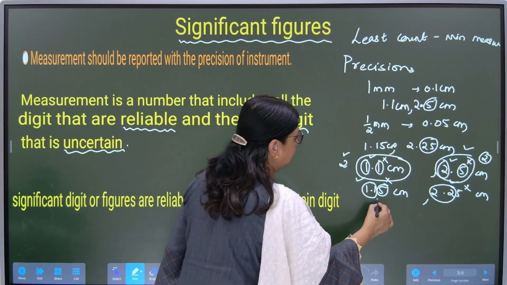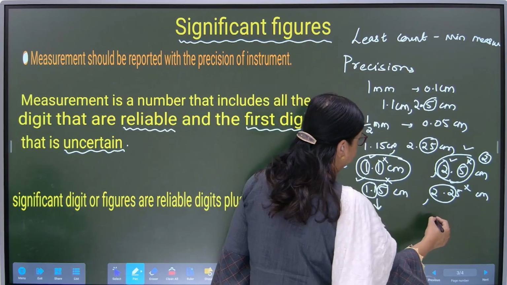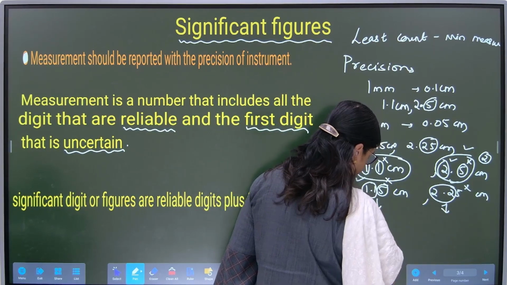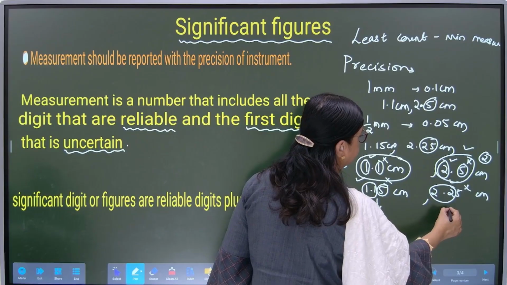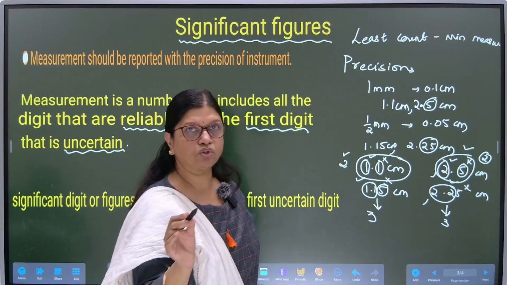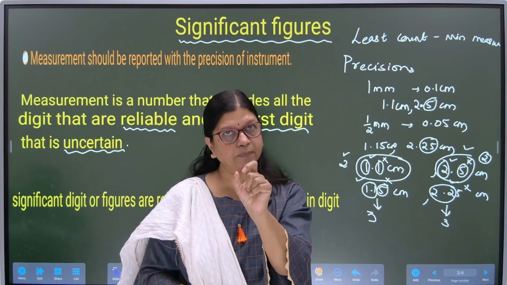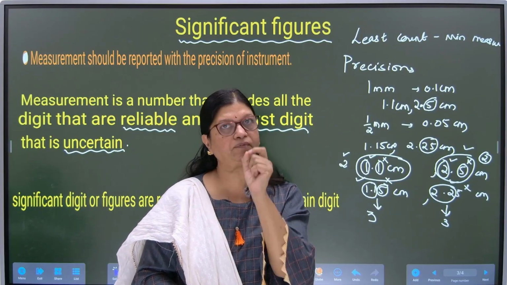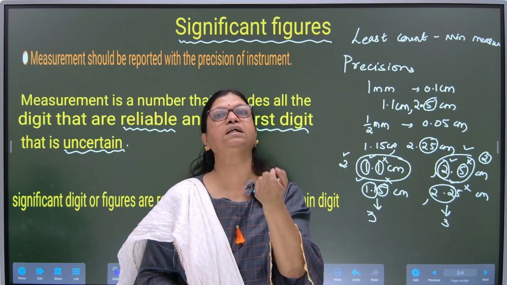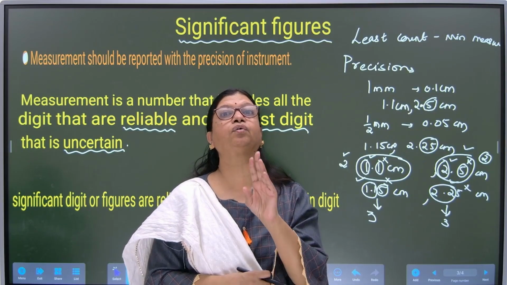So how many significant figures does it have? 3. How many significant numbers does this number have? 3, out of which 2 and 2 are 2 digits which are reliable, and the digit 5 is the first uncertain digit. So total significant digits are 3.